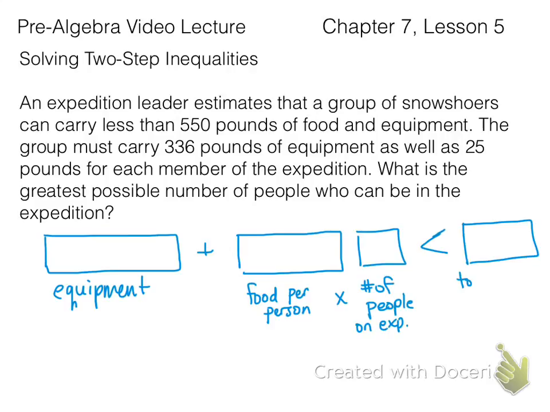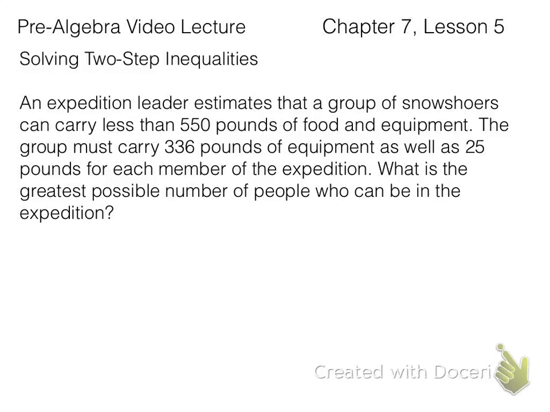Let's pause this. Let's move back. You're not ready for that yet. Let's just talk about the equation first, or the word problem. An expedition leader estimates that a group of snowshoers can carry less than 550 pounds of food and equipment. The group must carry 336 pounds of equipment, as well as 25 pounds of food, because we don't want to starve while we're out snowshoeing, for each member of the expedition. What is the greatest possible number of people who can be in the expedition?